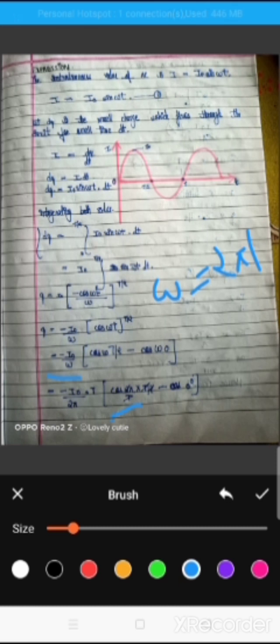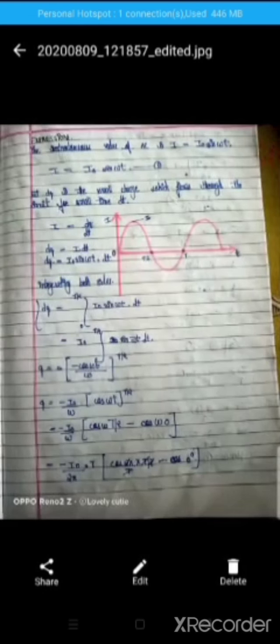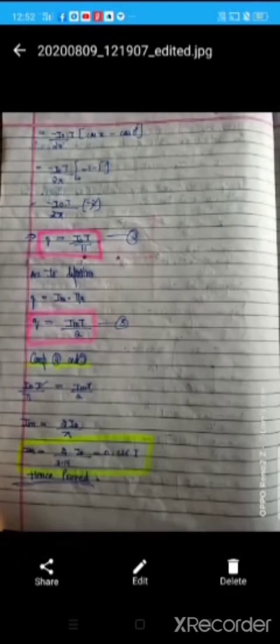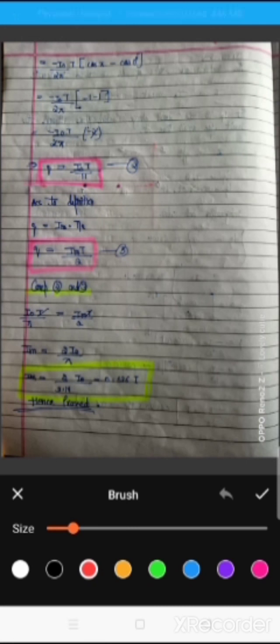So next, after cutting all the things, we got at last minus I naught T upon 2 pi, bracket cos pi minus cos 0 degree. Because before we kept the value of omega equal to 2 pi upon T and all the terms cancelled, which were left we wrote cos pi minus cos 0 degree.